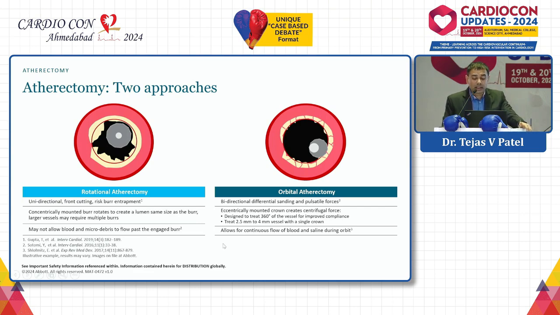While in orbital atherectomy, it is a 360-degree rotation, and that's why it does sanding of the calcium as well as cracking of the deeper calcium. And the third important thing is that there is a chance of slow flow with rotational atherectomy, which is not there with the orbital because it allows for the continuous flow of the blood and the saline while doing the orbiting.